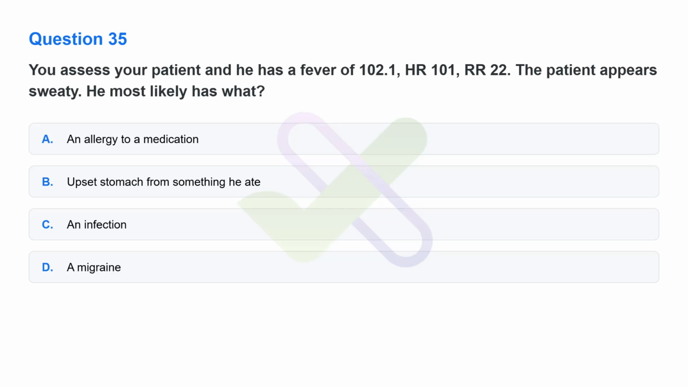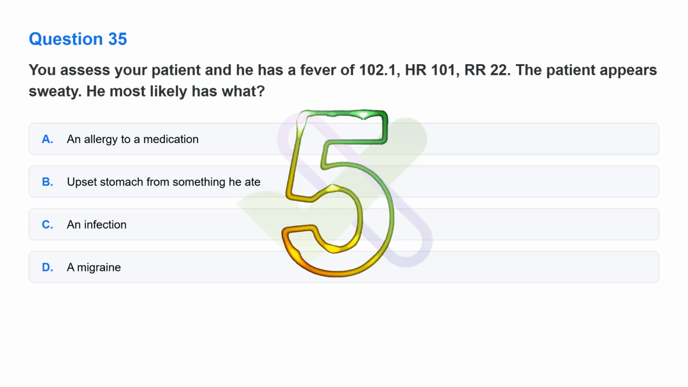You assess your patient, and he has a fever of 102.1, HR 101, RR 22. The patient appears sweaty. He most likely has what? A. An allergy to a medication. B. Upset stomach from something he ate. C. An infection. D. A migraine.